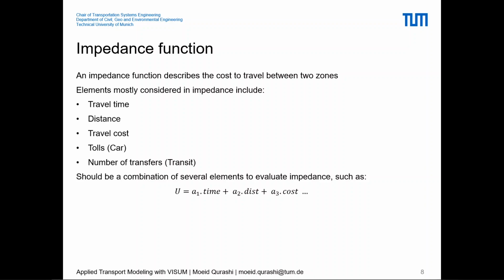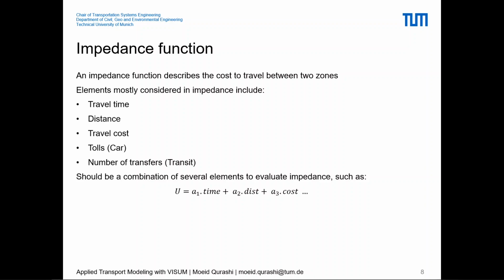Now what is an impedance function? An impedance function is described as a cost to travel between two zones. It's rather simple, right? There can be different attributes that affect the impedance function, and we need to use them to calculate the resistance of traveling between two zones. The most probable elements that we consider are travel times. If it's congested, you have a longer travel time; if it's less congested, you have a shorter one. Off peak, you're more likely to go to the city center than at peak hour, because it's a lot more congested, it will take more time, you will be stuck there, and it will be rushed as well. So travel time is one thing.